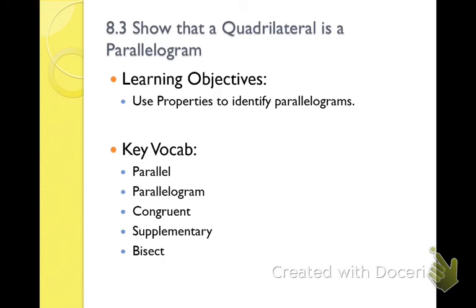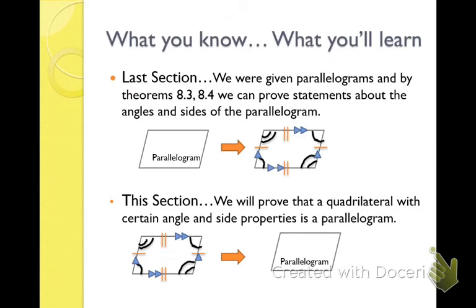Okay, now we're going to do 8.3. Show that a quadrilateral is a parallelogram. So we're going to use properties to identify parallelograms. In the last section, we knew that if we were given a parallelogram, the opposite sides were congruent, the opposite angles were congruent, and the opposite sides were parallel.